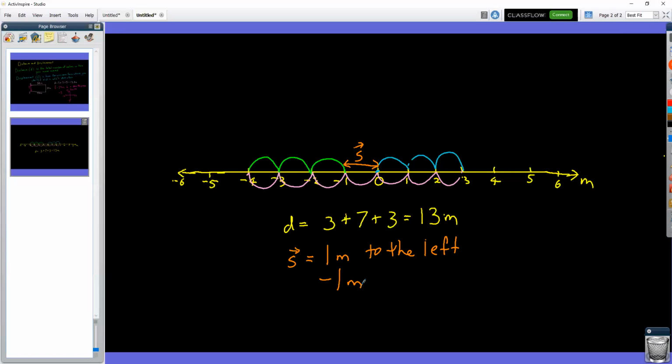Okay, so distance and displacement aren't the same thing. We need to understand that for distance, we just add up all the steps that we took or all the metres we moved, whereas for displacement, we have to look at where we finished compared to where we started. Okay, so that's distance and displacement.